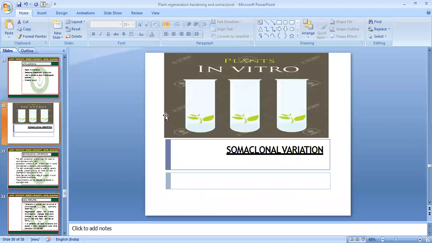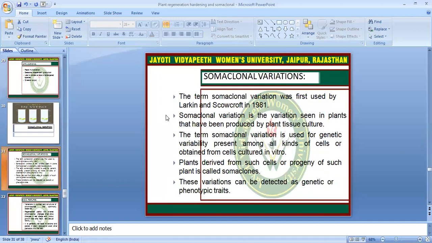Now come to the next important topic, which is somaclonal variation in plant tissue culture. The term somaclonal variation was first used by Larkin and Scowcroft in 1981. Somaclonal variation is the variation seen in plants that have been produced by plant tissue culture. The term is used for genetic variability present among all kinds of cells and obtained from cells cultured in vitro. Plants derived from such cells or progeny of such plants are called somaclones. These variations can be detected as genetic or phenotypic traits.